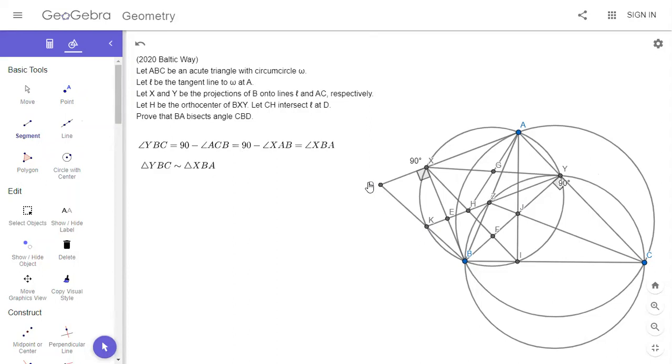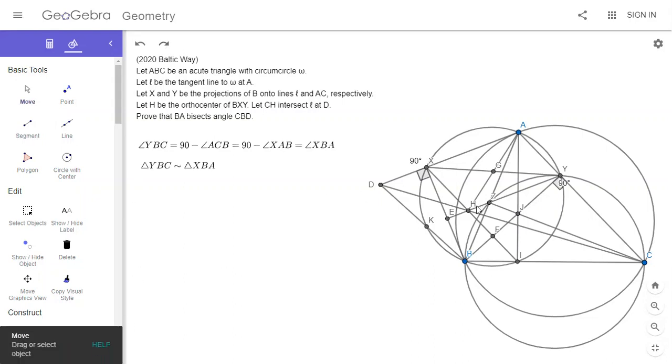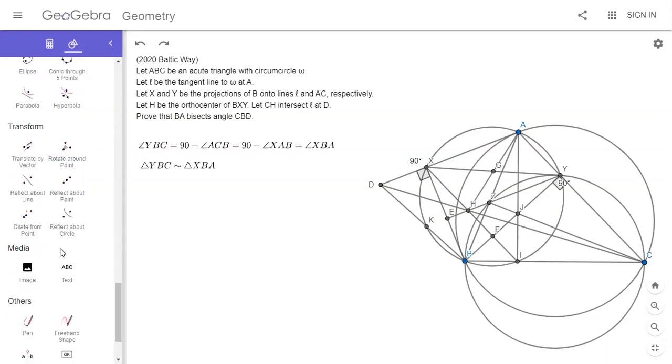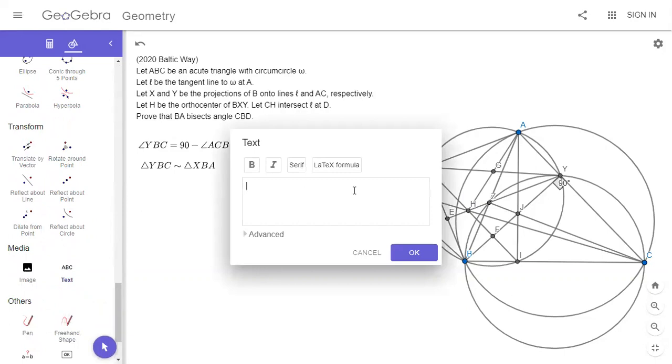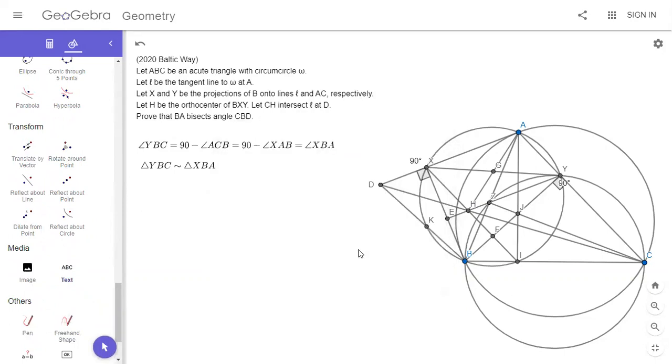Ah, interesting. Maybe I could show both solutions. So first I'm going to show my solution, and then I think I'll type up that one. So what was I going to say? So yeah, I'm going to write out the parallelism. So XF is perpendicular to BY, means that XF is parallel to AC.